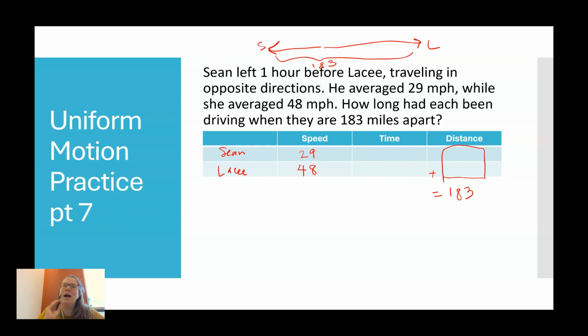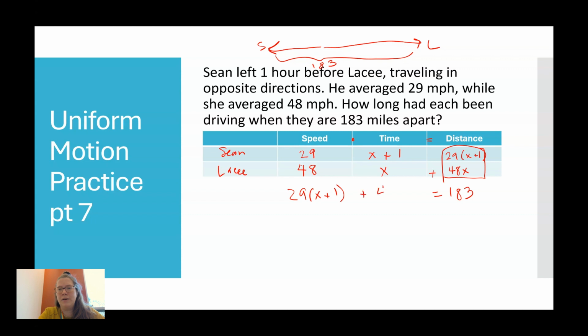All right. The other thing we know here is that Sean left 1 hour before Lacey. So he's traveling 1 hour longer than she is. And Lacey's time we'll call x, and so Sean's going to be x plus 1. Now we're going to go speed times time equals distance. 29 times x plus 1 and 48 times x. Those two things together are going to add up to 183 miles.